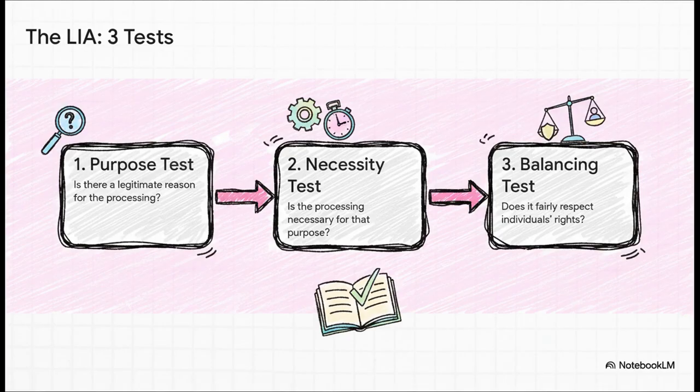First up, you've got the purpose test. Simple enough. Why are you processing the data, and is it a legitimate reason? Second, the necessity test. Here you have to ask yourself, is this processing truly necessary to get the job done, or is there a less intrusive way? And finally, the big one, the balancing test. This is where you put your interests on one side of the scale and the individual's rights on the other, and see which way it tips.